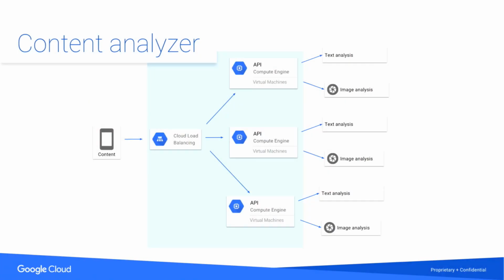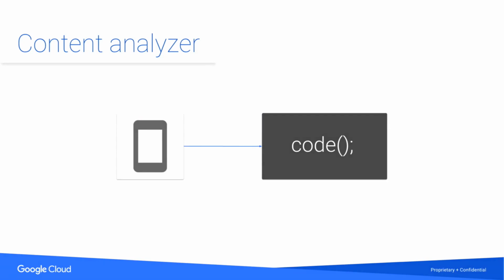So let's take another look at that content analyzer. Rather than doing this, what we really want is just to run our code. Right? We have code that is behind our application. We don't want to worry about the scaling. We don't want to worry about load balancing. We just want to run our code and scale it, whether it's 0 users, where we should pay nothing, or 1 million users.